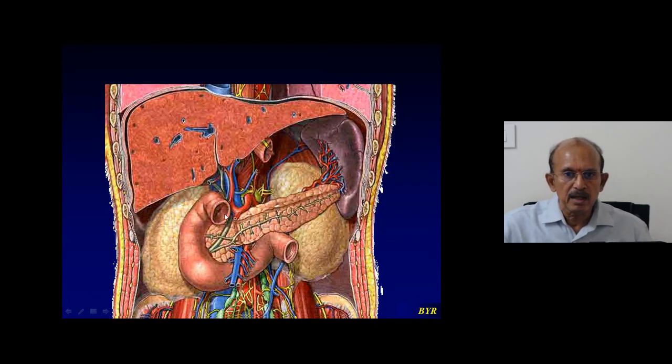So the pancreatic head is enclosed in the C loop of the duodenum. When you cut the pancreas, you can see the duct inside the pancreas. This is the main duct of the pancreas. This is called the accessory duct of the pancreas. And you can see also the terminal part of the common bile duct. The bile duct coming from the liver and gallbladder, the common bile duct, joins the main pancreatic duct. And the combined part empties into the second part of the duodenum on its medial border over the duodenal papilla.